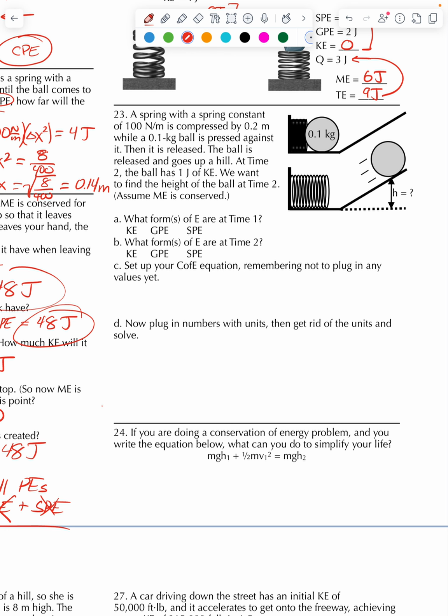So let's look at the problem, and I'll remind you how to do this. A spring with a spring constant of 100 newtons per meter is compressed by 0.2 meters while a 0.1 kilogram ball is pressed against it. Then the ball is released and goes up a hill. At time 2, the ball has 1 joule of KE. So you see there's little motion lines. It's still moving. We want to know the height of the ball at that time, and assume no heat's created. Unrealistic, but okay. And therefore, the mechanical energy is conserved. So first, a couple of quick questions. What form or forms of energy are at time 1?